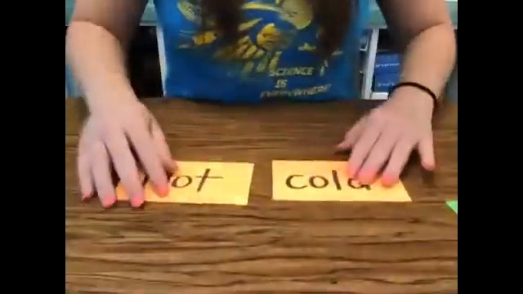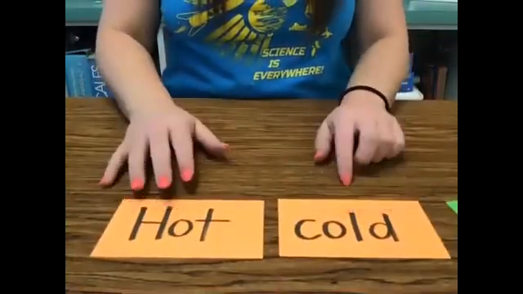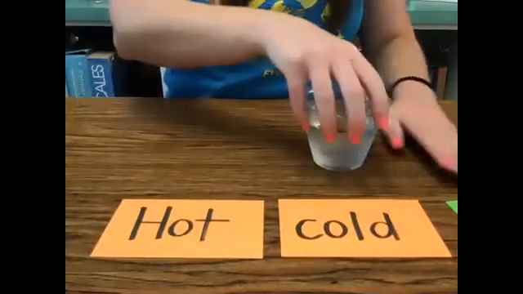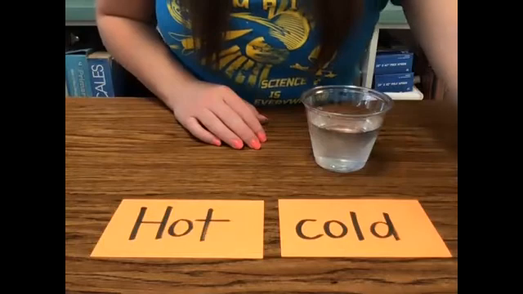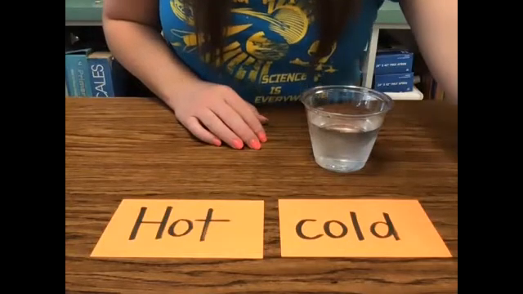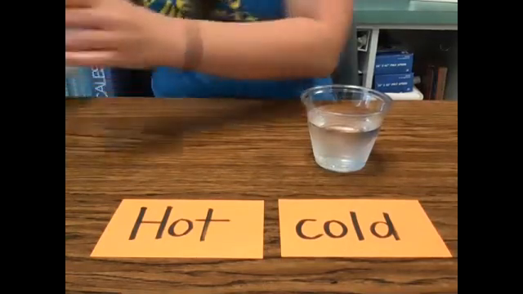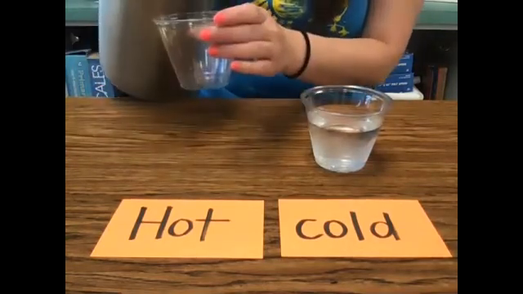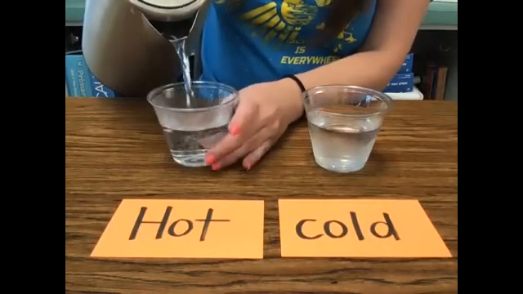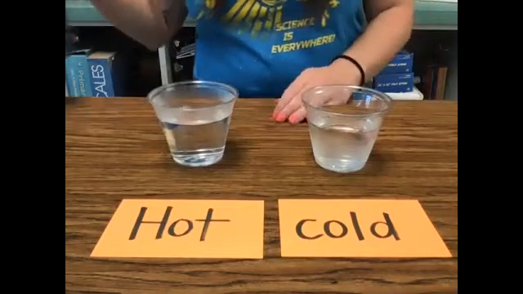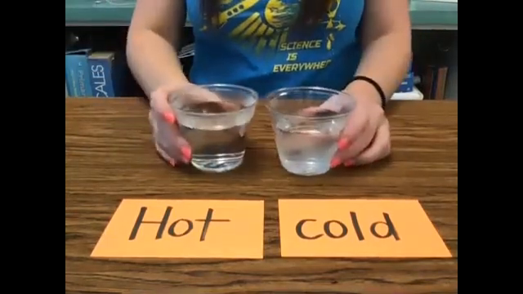All right, here are the cards. This is going to tell you this is the hot water, this is the cold water. So here's the cold water. I just took it out of the refrigerator not too long ago. I'm getting my stopwatch ready. And then this is going to be the warm water. It was heated up. It's not super hot, but it's definitely warm. And I'm making sure I have the same amount of both hot water and cold water.